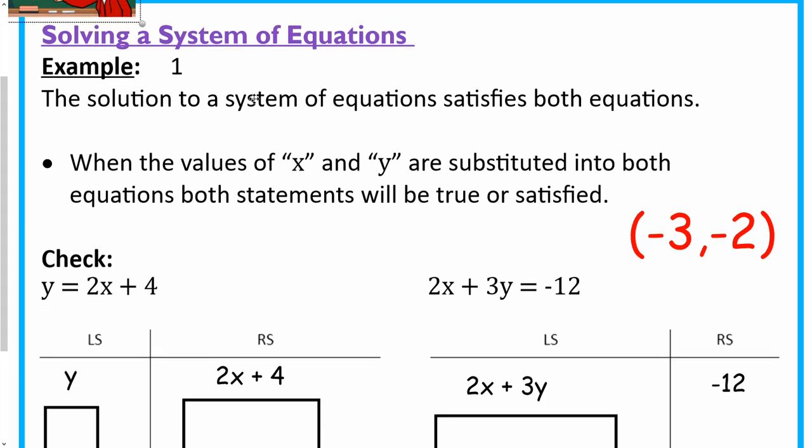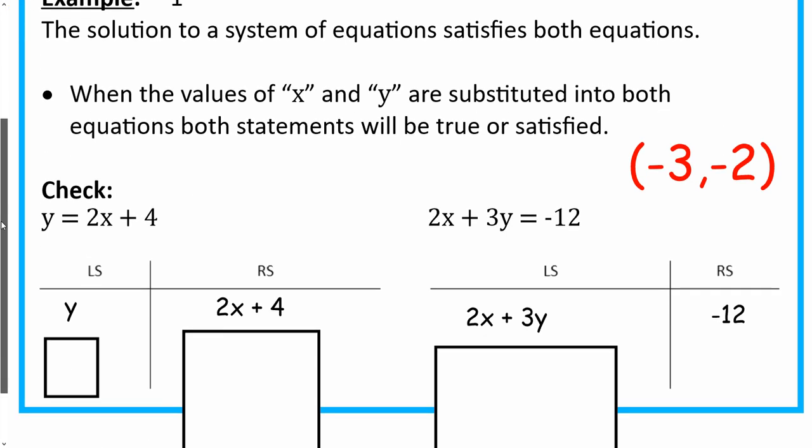All right, so the solution to a system of equations satisfies both equations. So that point should lie on both of those lines. And the way you check that is you substitute the x and the y into both of the equations to see if it's true, if the right side equals the left side.